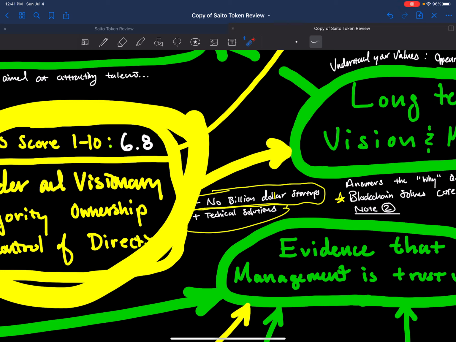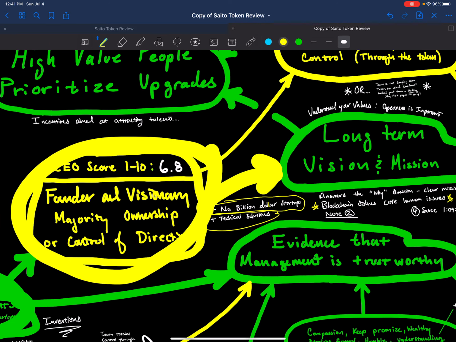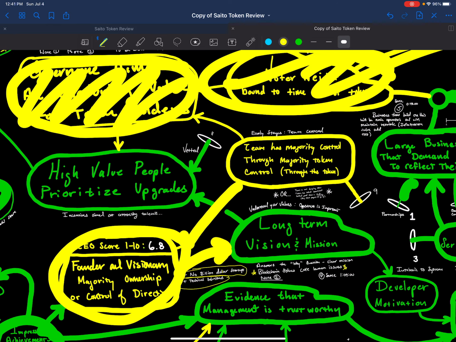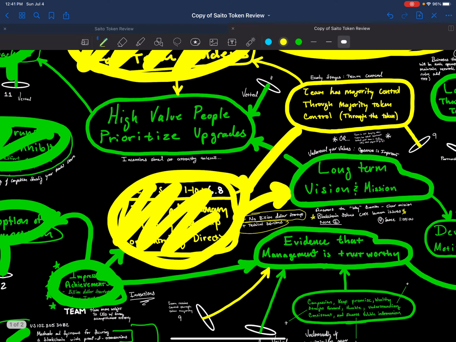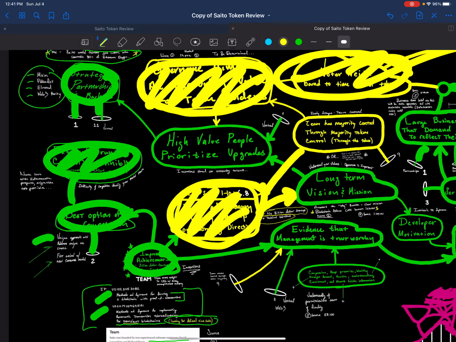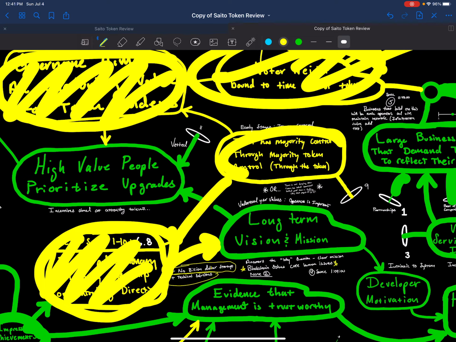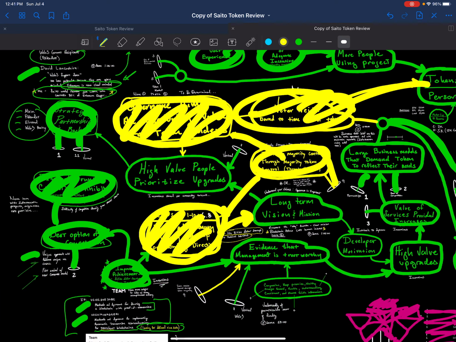So the probabilities are less that they will do it. But they're very smart guys, and so let's see if they can do that. I'm willing to take that bet, that they can. But I did say cautionary because they don't have that experience creating a billion-dollar startup like other projects have done. So that leads to some risks there.